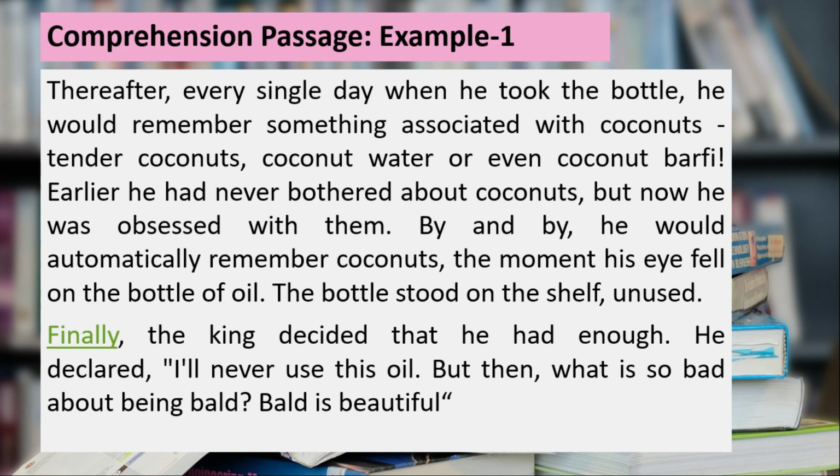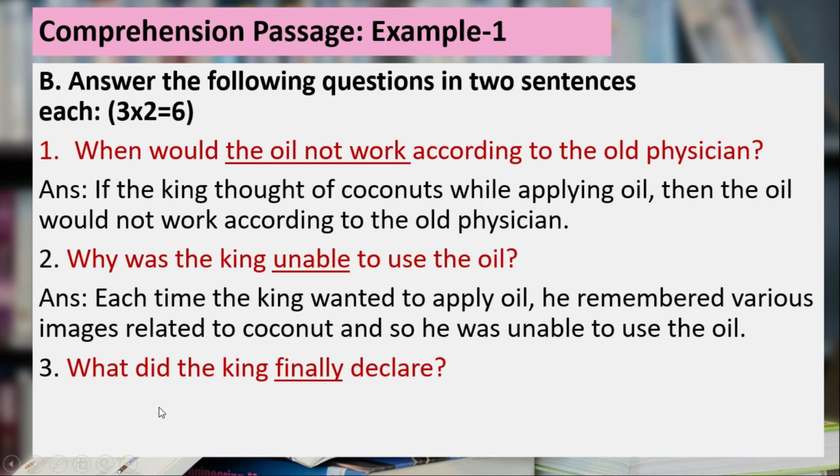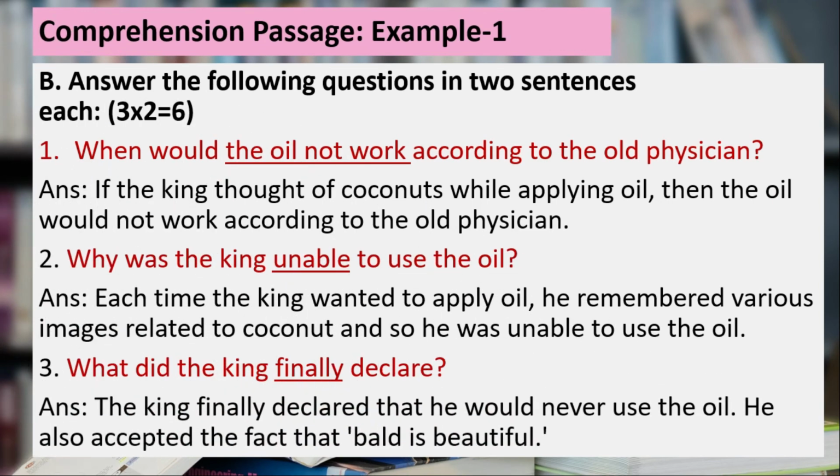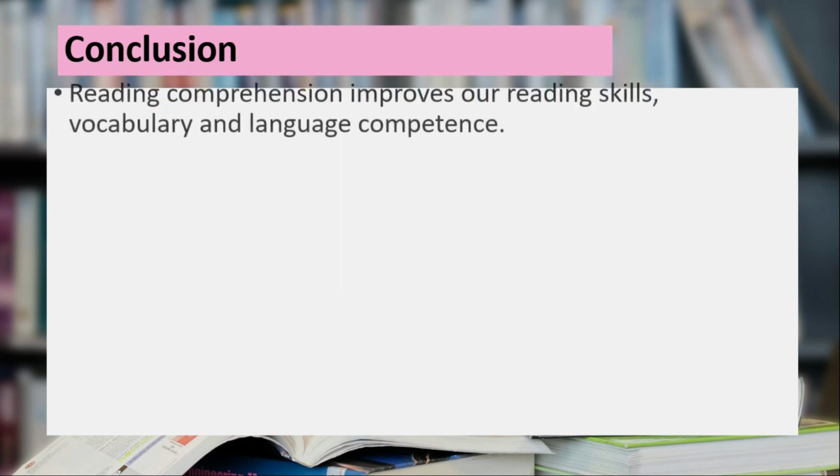But then what is so bad about being bald? Bald is beautiful. So this is where he decided. That is to be answered there: the king finally declared that he would never use the oil. He also accepted the fact that bald is beautiful. That's how you can answer, by using skimming and scanning, and therefore quick reading and locating information, going through the question. All these are useful tasks you can do in solving a comprehension passage question.